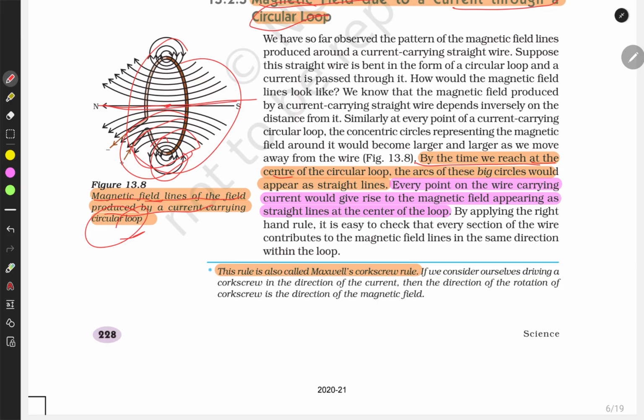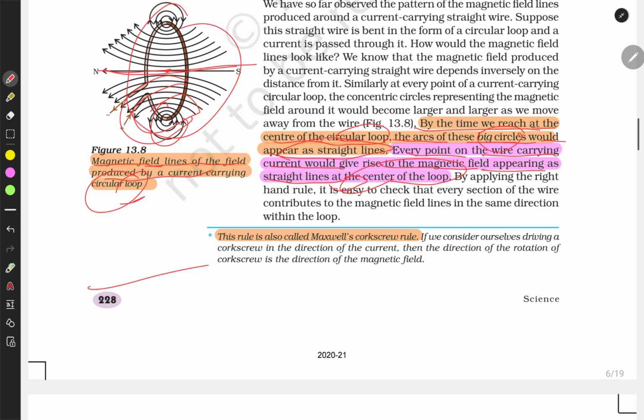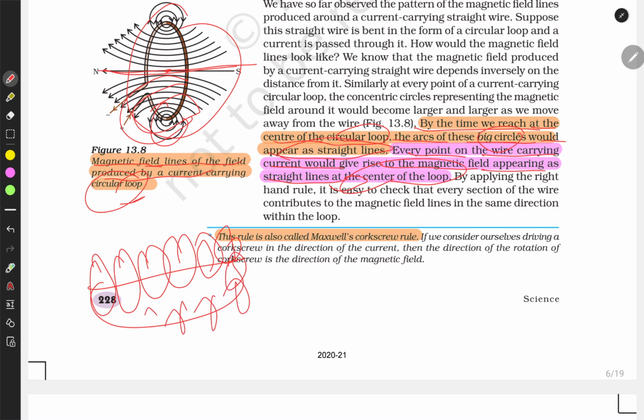By the time we reach the center of a circular loop, the arc of the big sized circle would appear as a straight line. Every point on the current carrying wire would give rise to a magnetic field appearing as a straight line at the center of the loop. So we know that if a conductor carries current here, the magnetic field line will be like this. Just imagine bending this, it will be like this again. And this is what is happening here in this case.